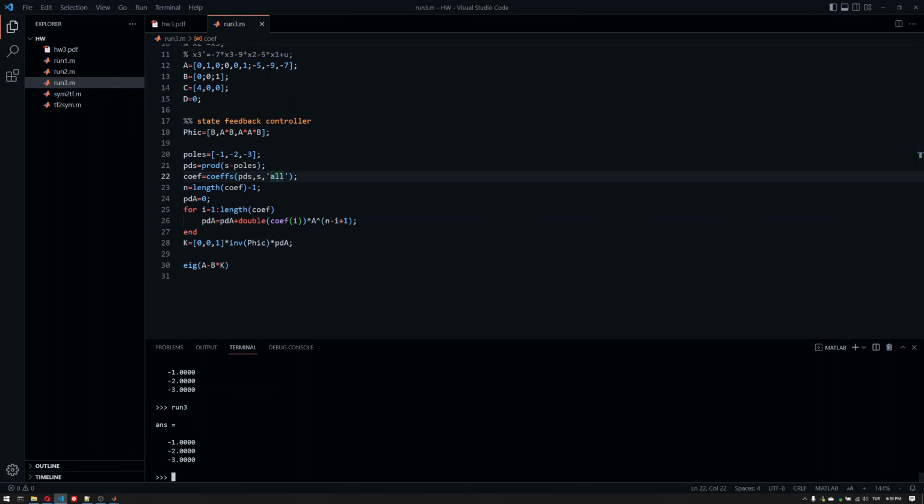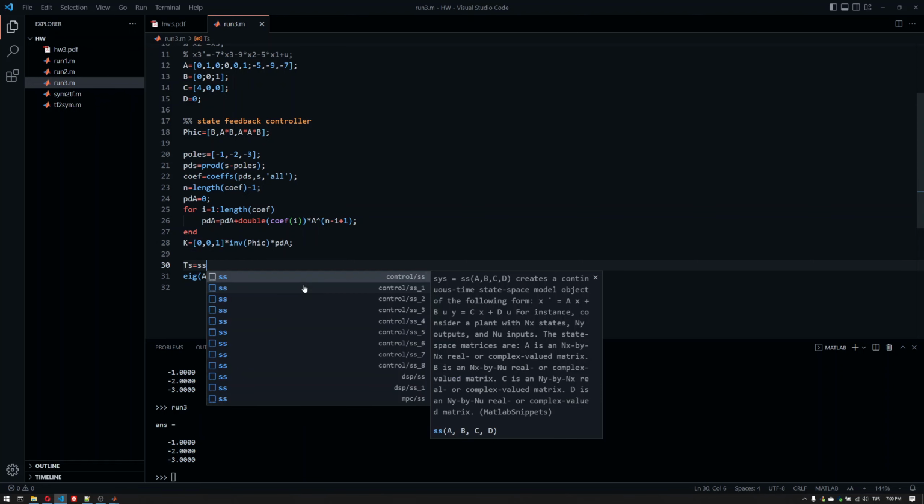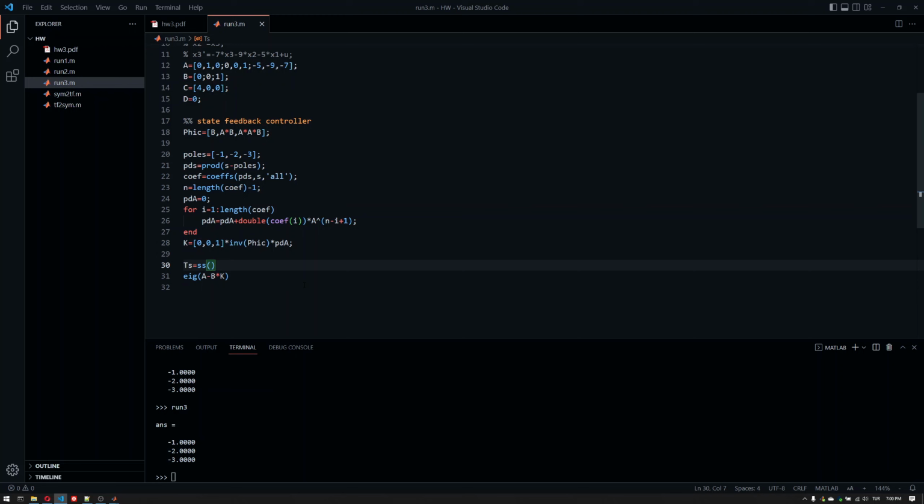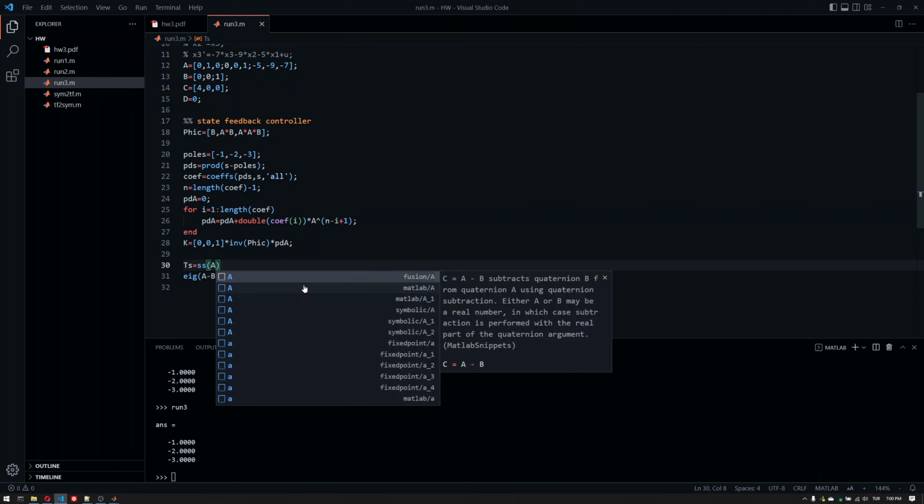Okay, now we can see that the eigenvalues of A minus BK are -1, -2, -3, which directly concludes that we have assigned the poles to these values. Now, what would be the closed loop if we have such a system?